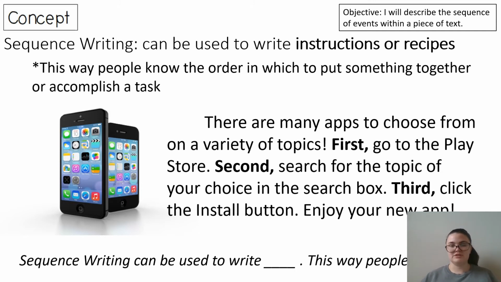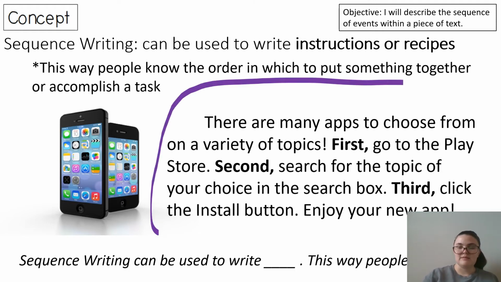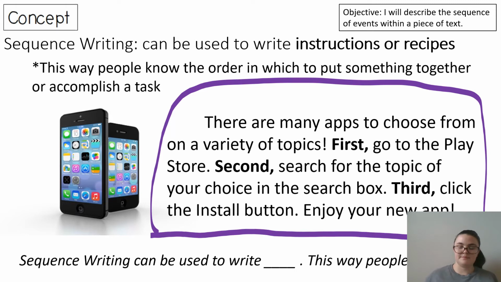There are many apps to choose from on a variety of topics. First, go to the Play Store. Second, search for the topic of your choice in the search box. Third, click the Install button. Enjoy your new app. So, what did this paragraph teach us?